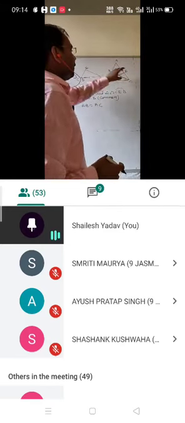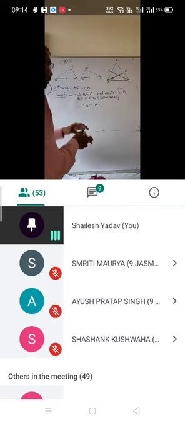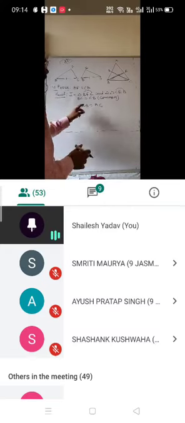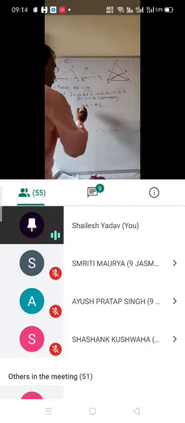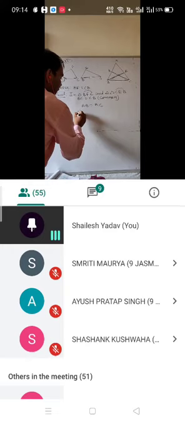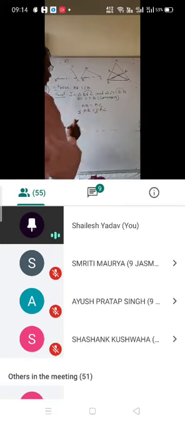And E and F are the midpoints. So students, if two values are equal, then their halves will also be equal. If you say 10 equals 10, then half of 10 equals half of 10. So if AB and AC are equal, then their halves will also be equal. So half of AB equals half of AC.